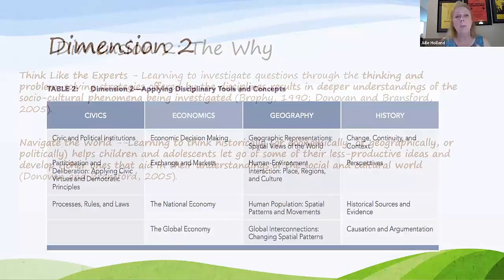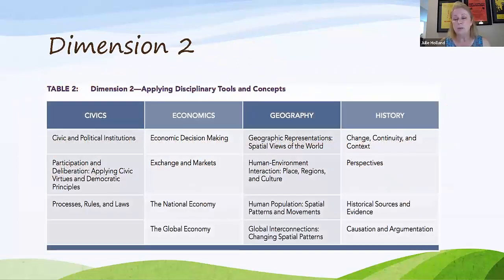So what we're really doing is helping students develop what in Dimension 2 we might think of as habits of mind. How am I looking at things? How am I approaching a question using one or more tools of social studies? If you look at these descriptors, these are the tools of social studies. We've got civics, economics, geography, and history, and then all of the components that build those up. Those look really intimidating if we think about younger students, right? How am I ever going to teach causation and argumentation to a third grader, or the global economy, or exchange and markets? Those seem very daunting.